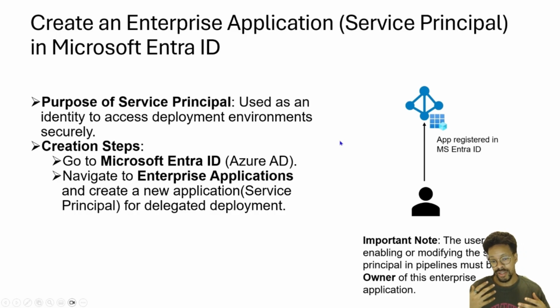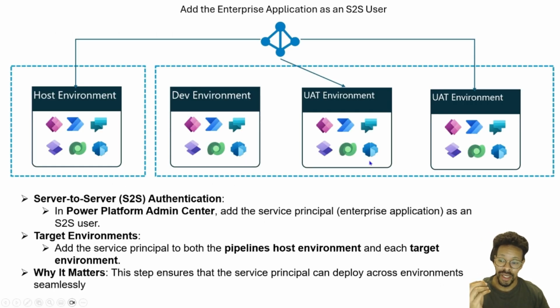First things first, when you're using a service principal, you have to register an app in Azure, of course, Entra ID. Once this is registered, you have to be the owner. This is really important. The service principal in pipelines must be owner of the enterprise application. You also have to add the enterprise application as a server-to-server user to the host environment and the two target environments.